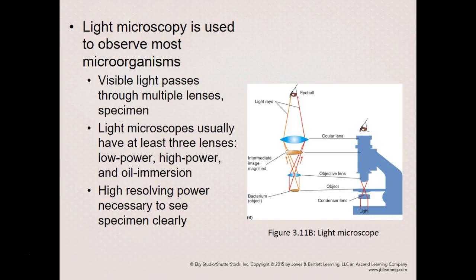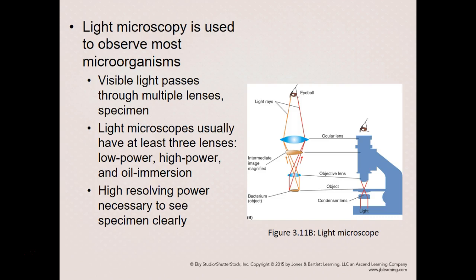So the light microscope is used to identify organisms in our class, and in general, it's a really effective mechanism to look at most microorganisms. It's not effective at seeing viruses. So for viruses, you have to actually get a more advanced microscope, like an electron microscope.